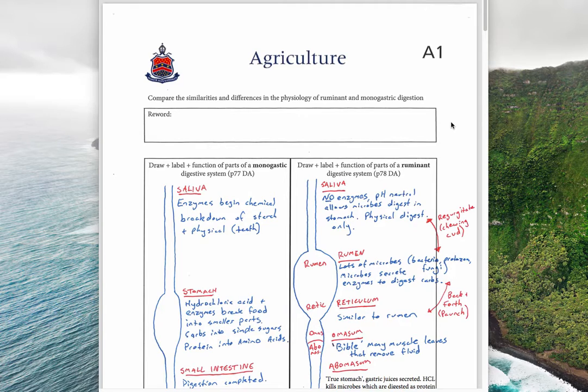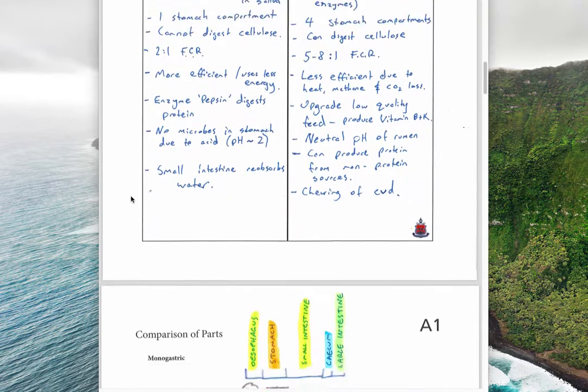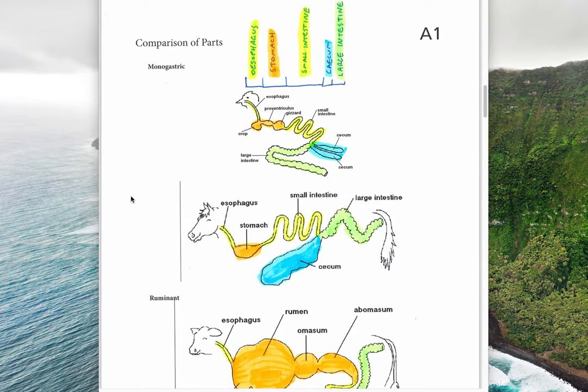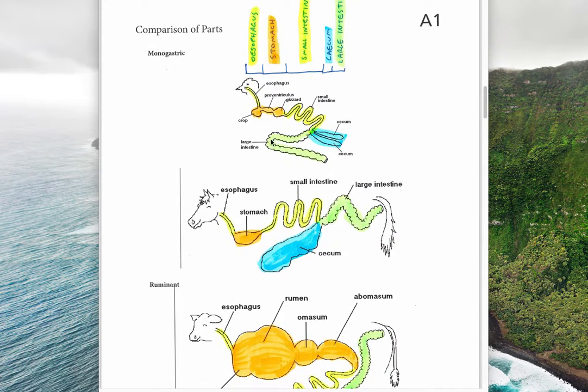Now you should already know from year 11 how they are different in structure, but this is about the function. So it's kind of already assumed that you know about the structure, and I actually put the structure difference here. So here's an example of a monogastric, a chicken.